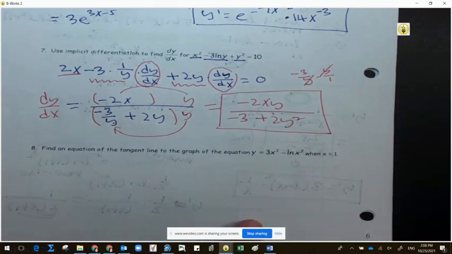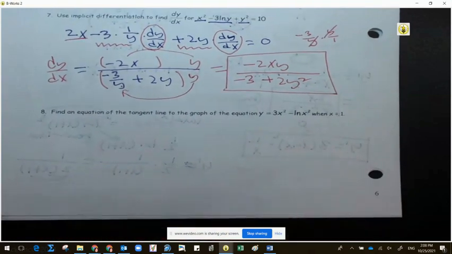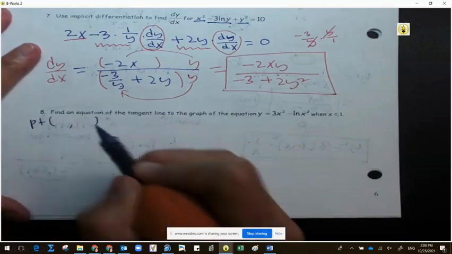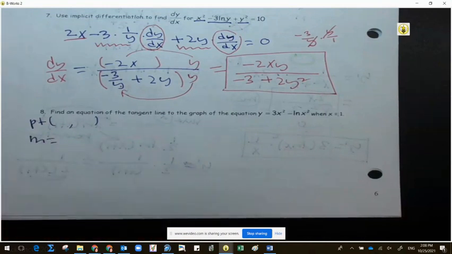Number 8 is also a recap. It's a combination from Unit 1. So Colin, go ahead and read number 8, please. Find the equation of the tangent line to the graph of the equation y equals 3x squared minus natural log x squared when x is equal to 1. All right, so we want to find the equation of a tangent line. That means I need to find a point. And that point consists of x comma y. We also need our slope.